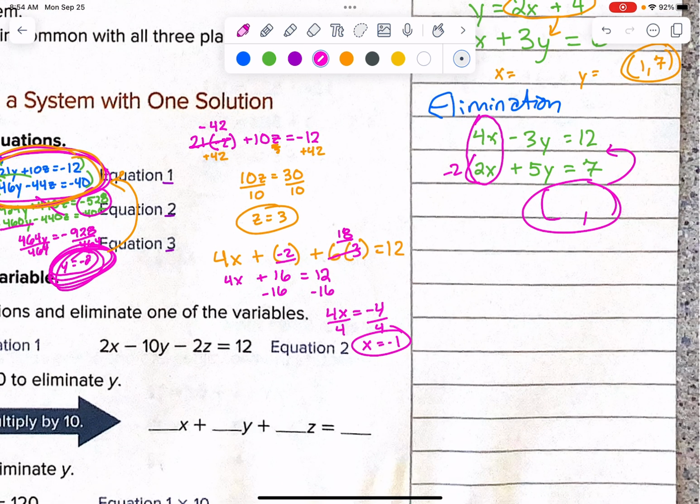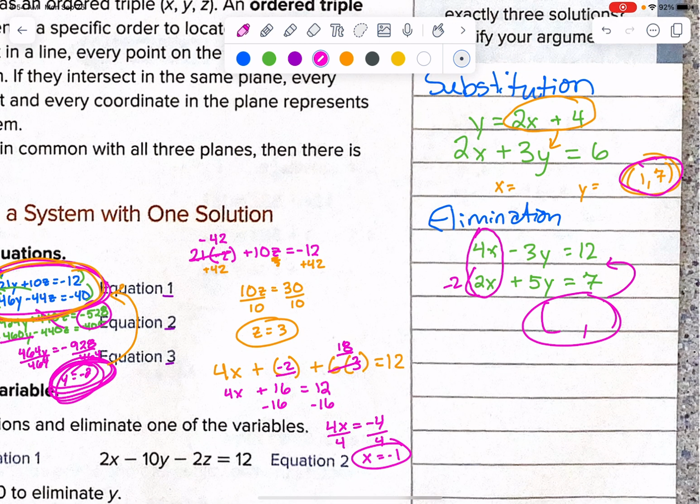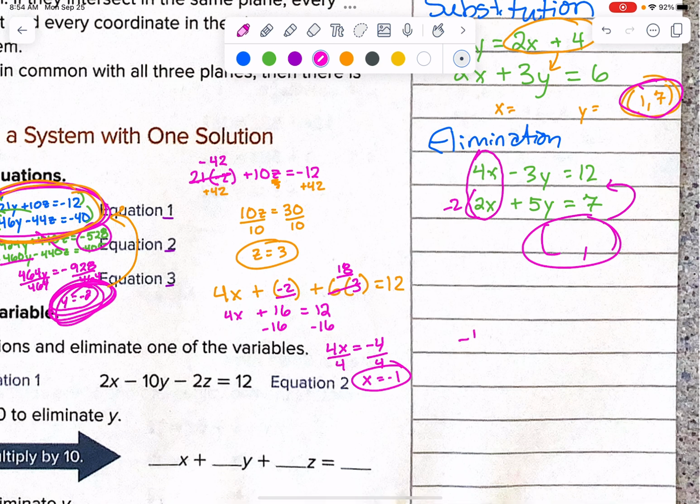Hey, look at that. We are going to write these as, so over here I said write them as an ordered pair, like 1, 7, or something. We're going to write this as what's called an ordered triple. So negative 1, negative 2, 3, no comma after the 3. That's what it will look like if I put them in order of x, y, z.